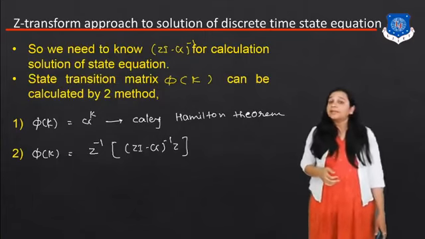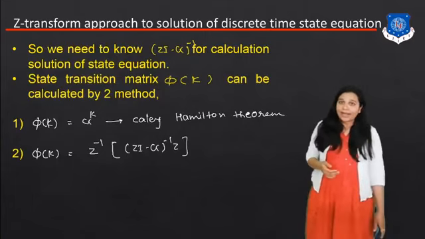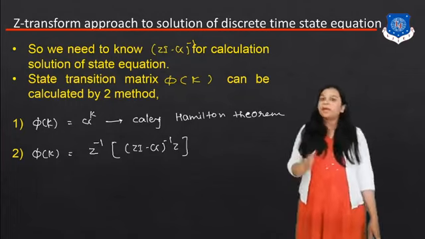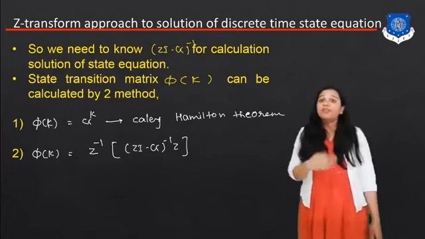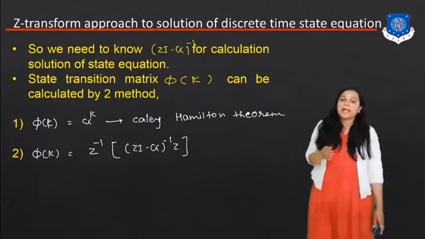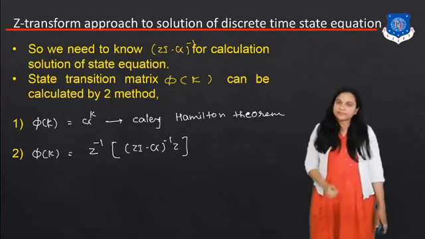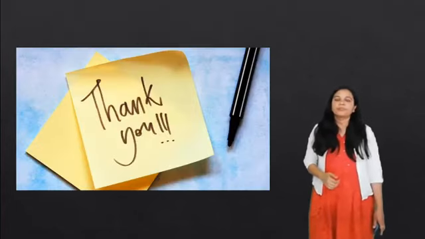So in every example, we have to find the value of (zI minus G) inverse whenever we deal with the discrete time state space equation.